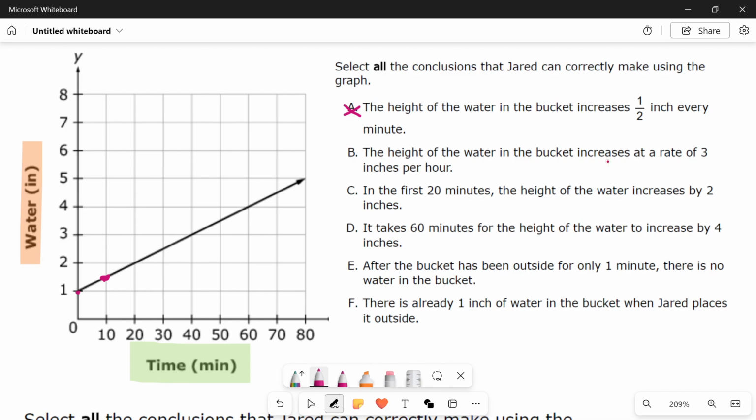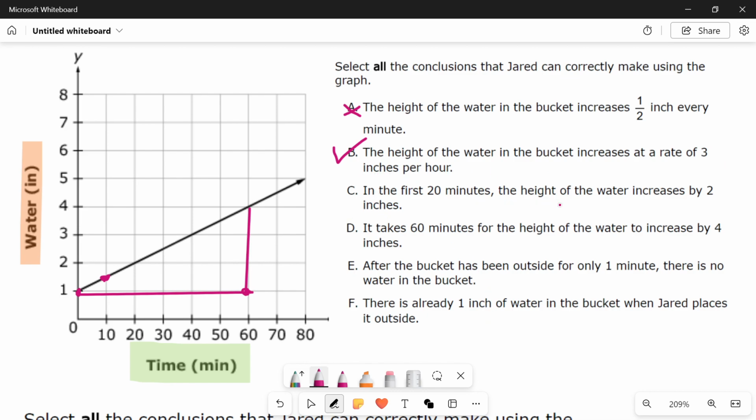Then it says the height of the water in the bucket increases at a rate of 3 inches per hour. Okay, well, here's the beginning. Here is 1 hour, 60 minutes. There are 60 minutes in an hour. So did it go up 3 inches? 1, 2, 3, yes. So this one I like, and I would definitely select B. It is increasing at a rate of 3 inches per hour.